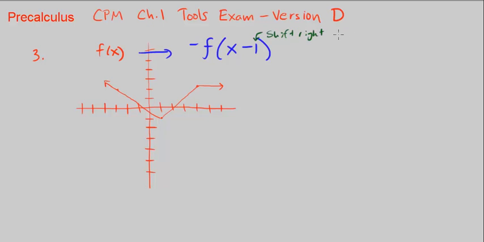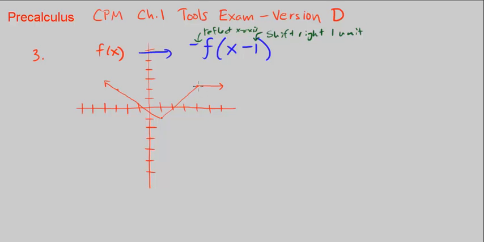So horizontally shift right by 1 unit. That negative means reflect across the x-axis. Okay, just abbreviating that. And then what do we do? Well, we shift right first. So let me do it in 2 stages.